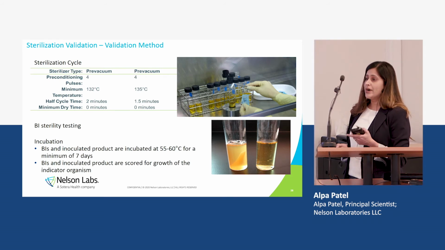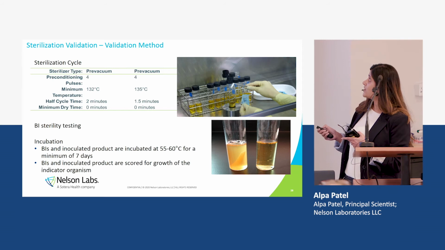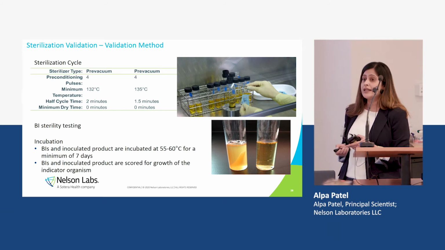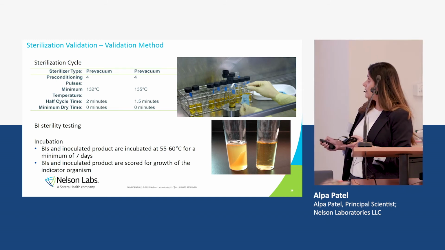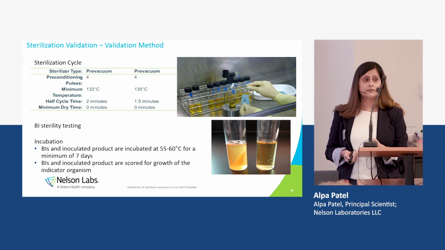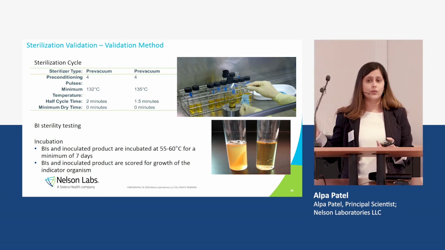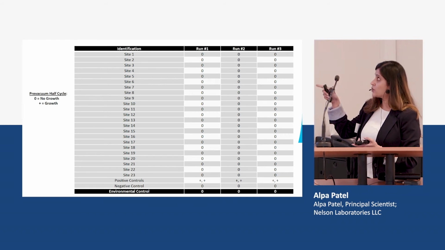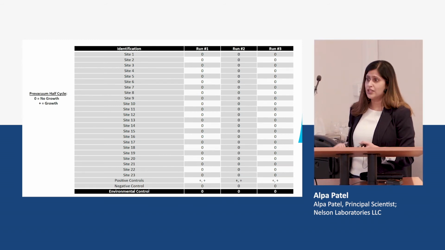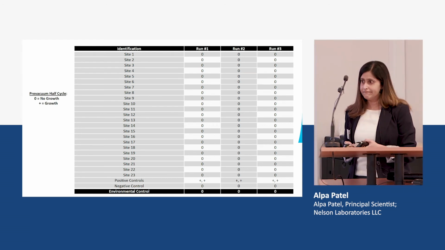So once it's gone through the sterilization process, we will remove the BI strip and place it in a growth medium for growth, and it's basically a visual assessment. It's either it grew or it didn't, and that's how we score for growth. This is what you would see in your final report, is that it was there or it wasn't there.